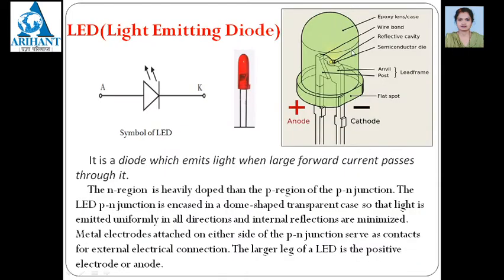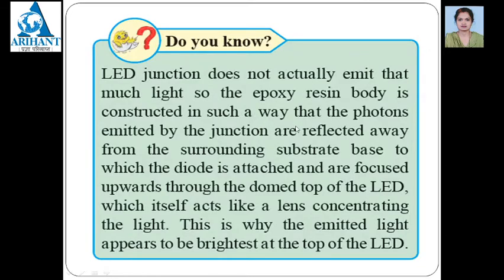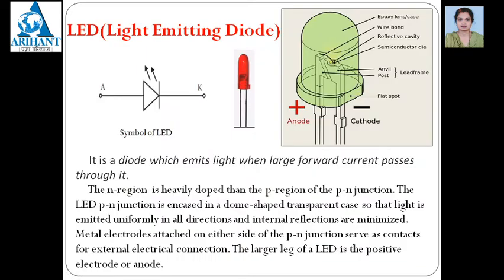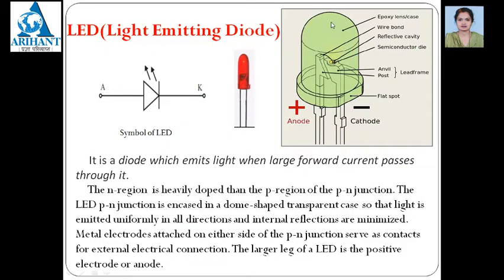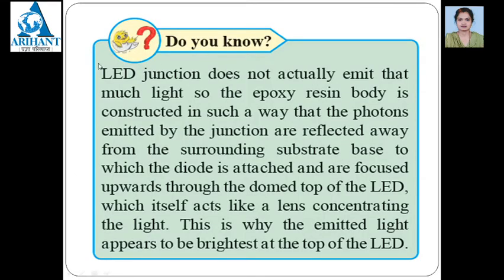This epoxy resin body is constructed in such a way that the photons emitted by this semiconductor junction are reflected away, means they should go away from the surrounding substrate base to which the diode is attached, and are focused upwards through the dome-shaped top of this LED. They should be focused at this end so that they are reflected outside with maximum energy, which itself acts like a lens concentrating the light.